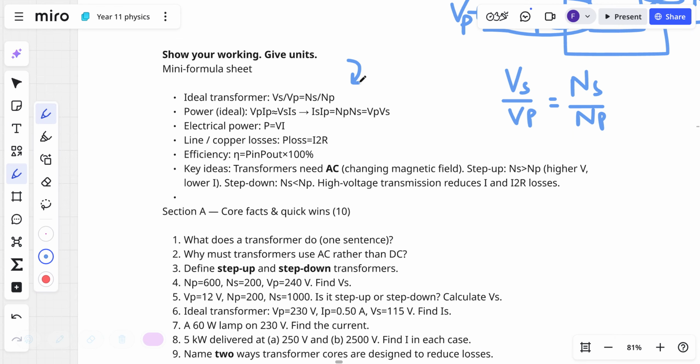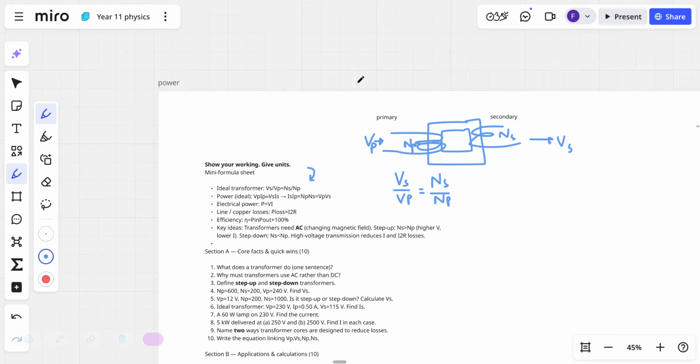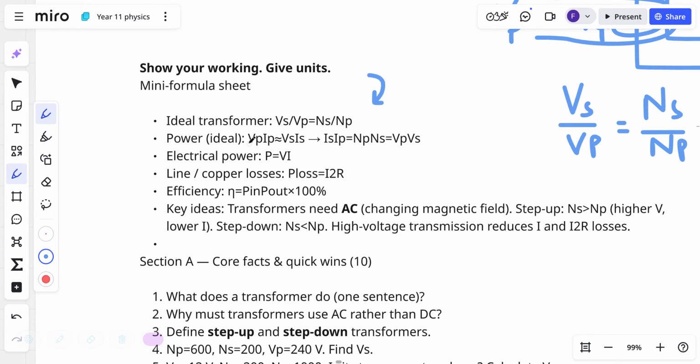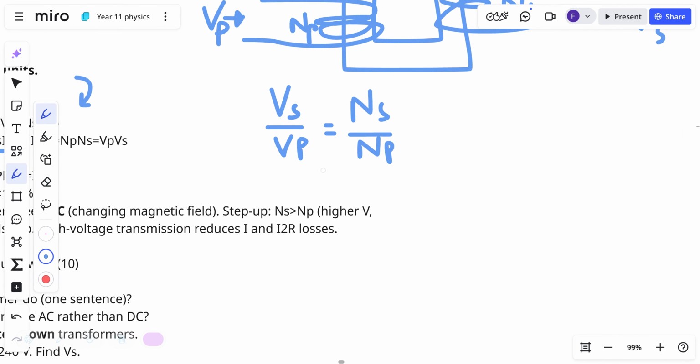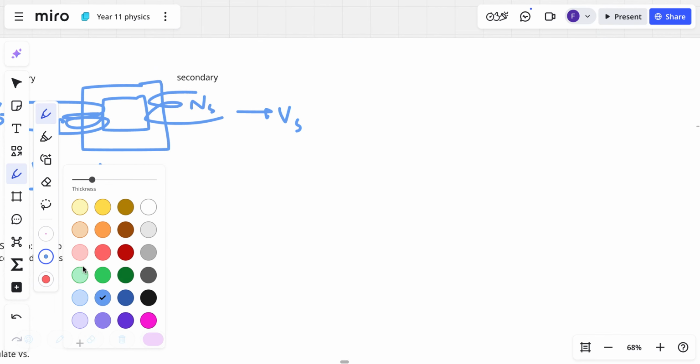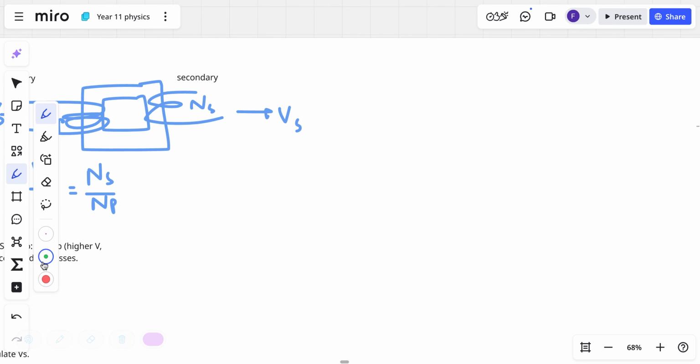So now I want to add something else to it. That's a little bit of last week. And I want to add something else to it, and it was this. Ideal power. That just means you don't lose any to heat. All right. So let's play with this. Let's talk about this from last year. I'm going to change colour.